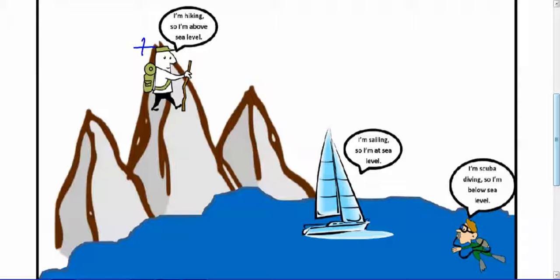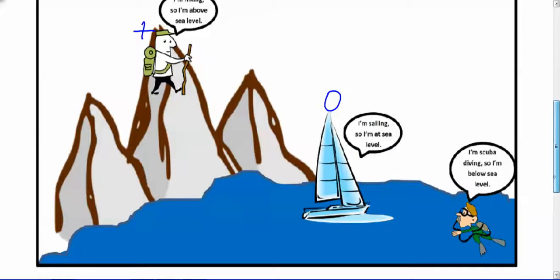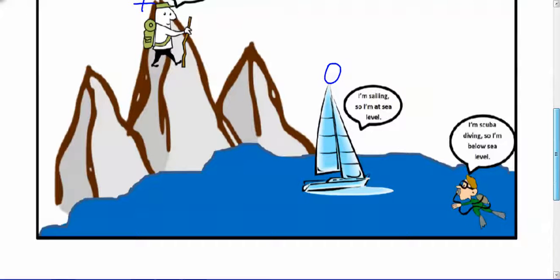I'm sailing, so I'm at sea level. Positive. Nope, it's not. I wouldn't expect you to know this, but it's 0. At sea level is an elevation of 0. And I'm scuba diving, so I'm below sea level. Is that positive or negative?